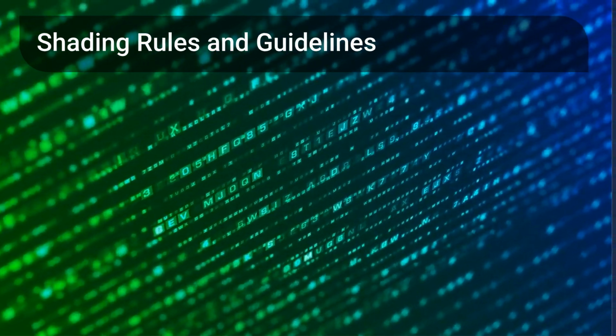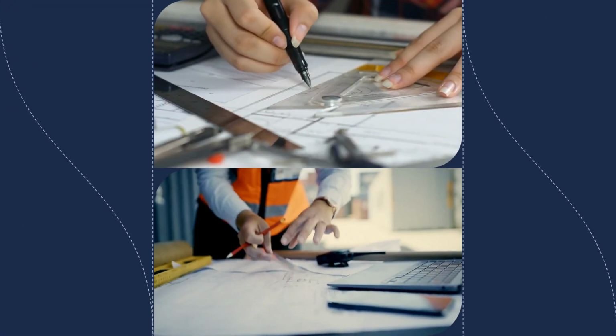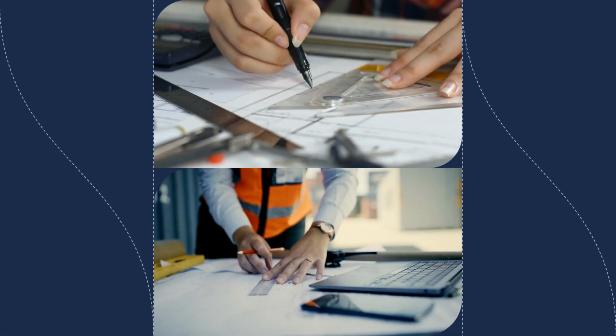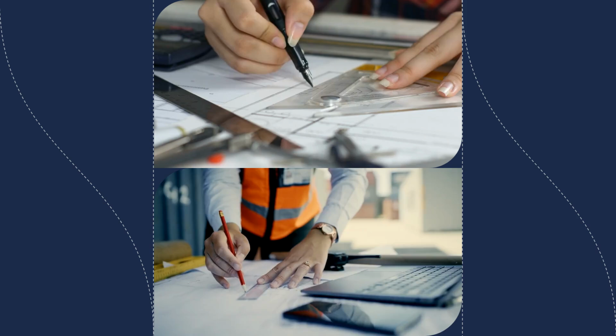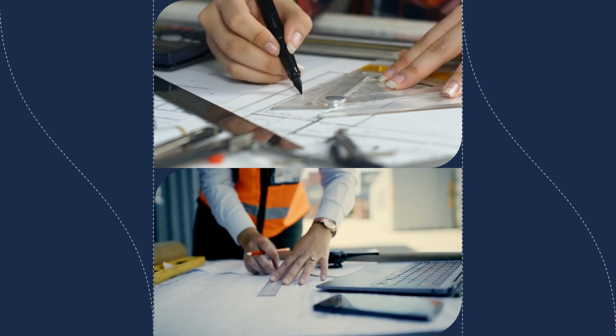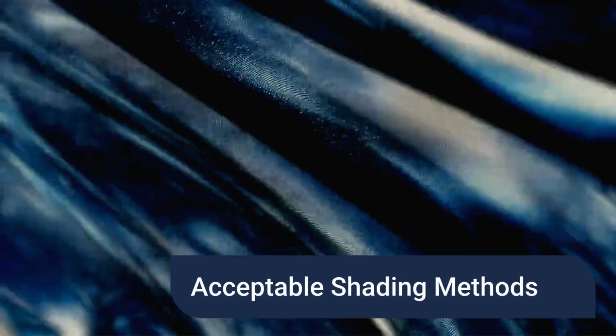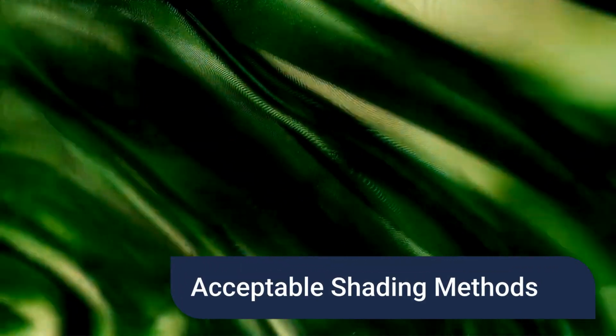Let's look at the key requirements. Shading must be uniform and consistently applied across all views of the same element, maintaining visual harmony and accuracy throughout the document. A critical rule: shading must never obscure reference characters or lead lines, as this can render your drawing unclear or non-compliant. What methods are generally accepted for shading in patent drawings?